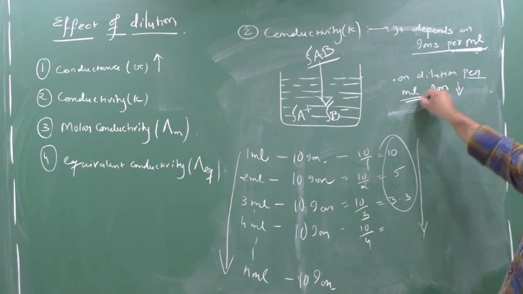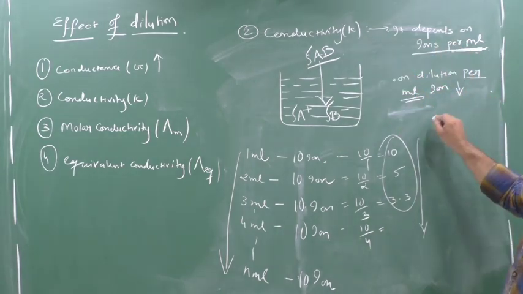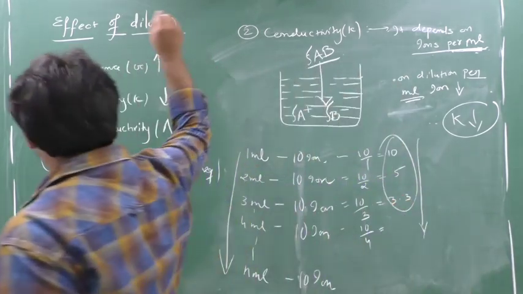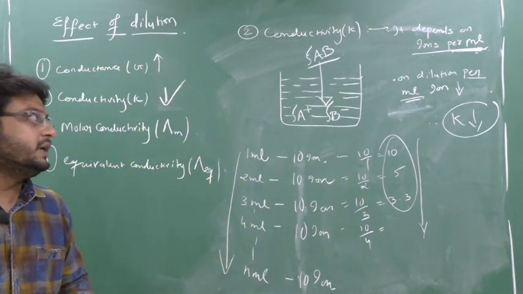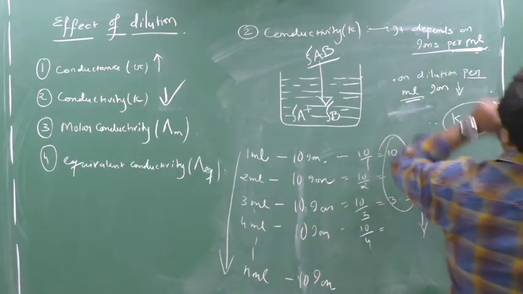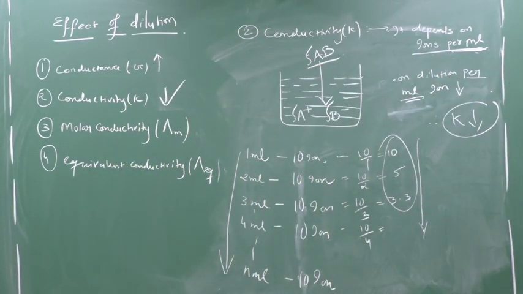Per ml means what? Per ml is nothing but K. Therefore K also decreases. So here K decreases. Clear this part? See, what do you mean by K? K completely depends upon the number of ions per ml, per centimeter cube.